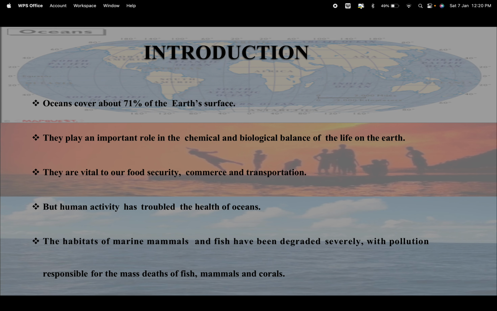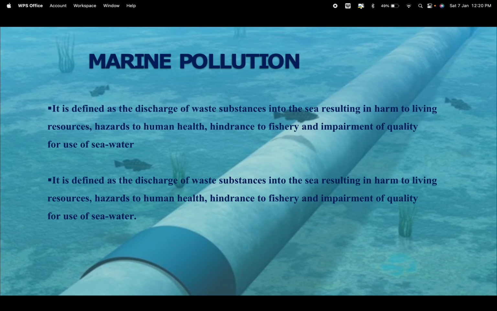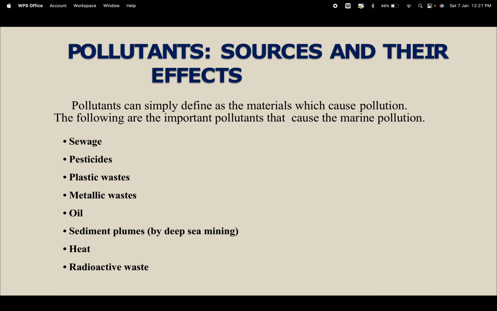mammals, and corals. Marine pollution is defined as the discharge of waste substances into the sea, resulting in harm to living resources, hazard to human health, hindrance to fishery, and impairment of quality for use of seawater. Move to the next slide.